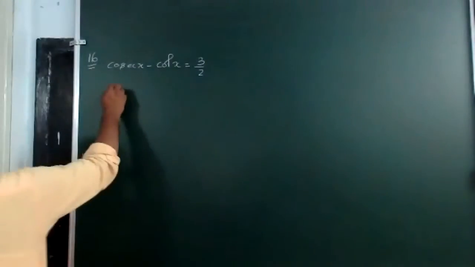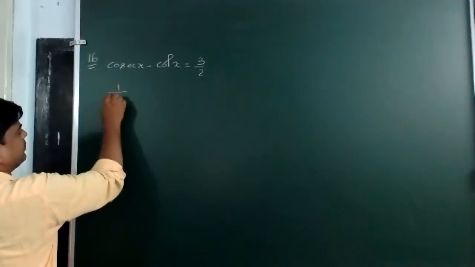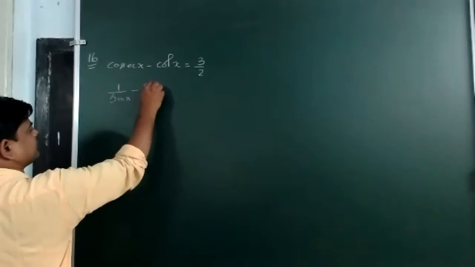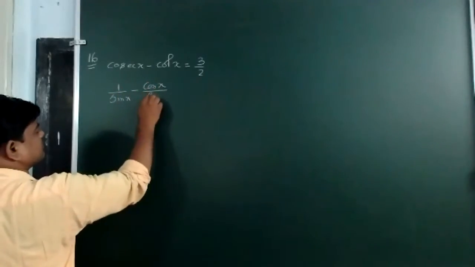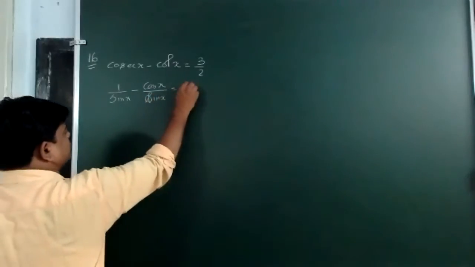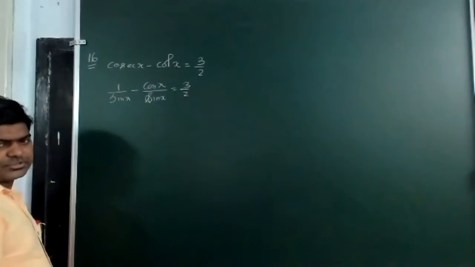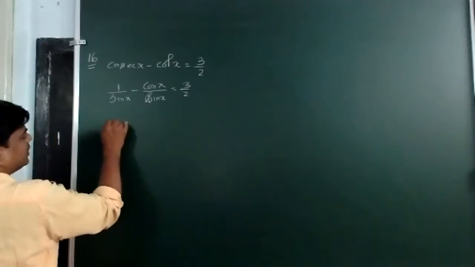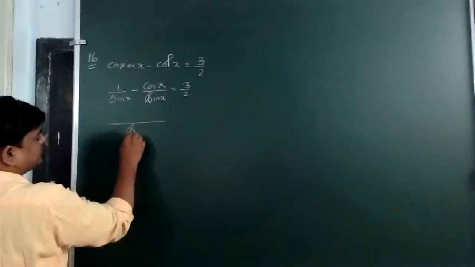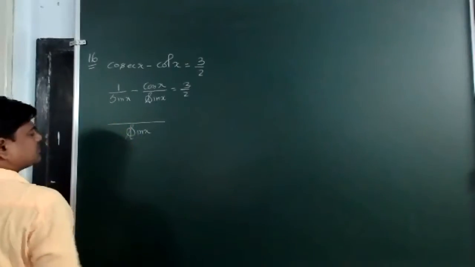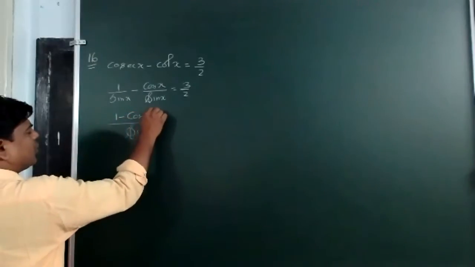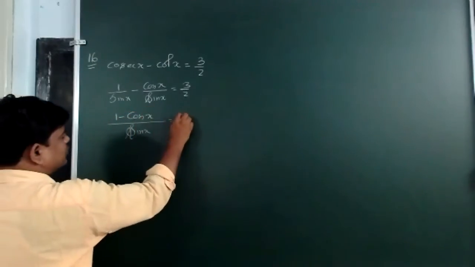And the second one I told you, let me tell you this method first. Suppose I write it as 1 upon sin x minus cos x upon sin x is equal to 3 upon 2. It's okay. Now, when I take sin x across, it will be 1 minus cos x that is equal to 3 by 2.